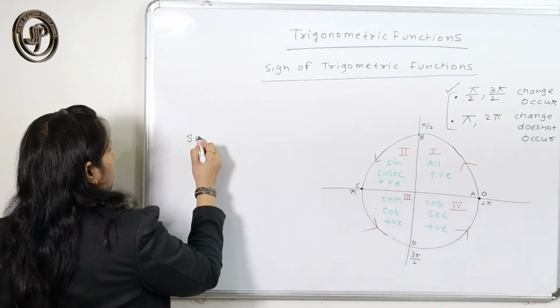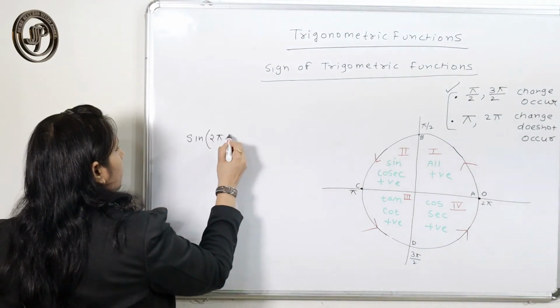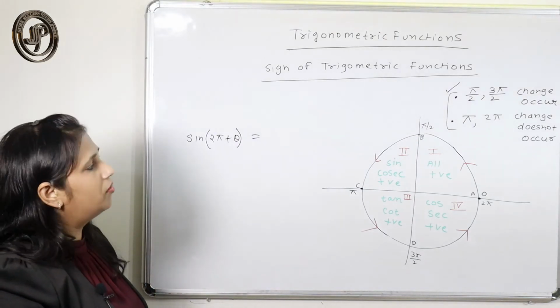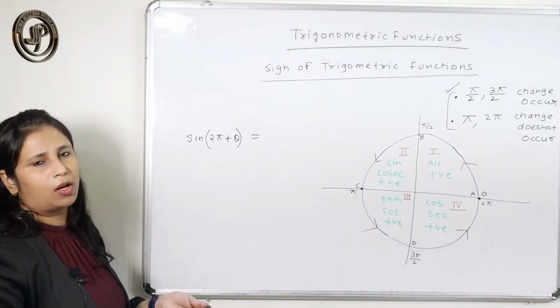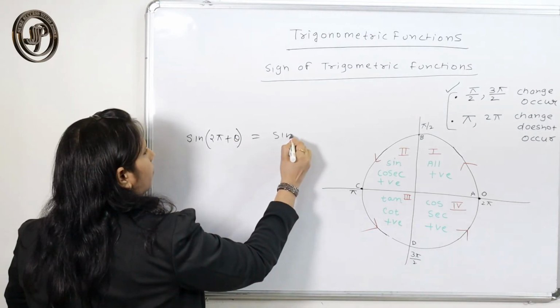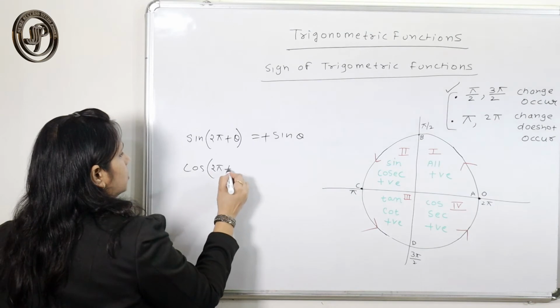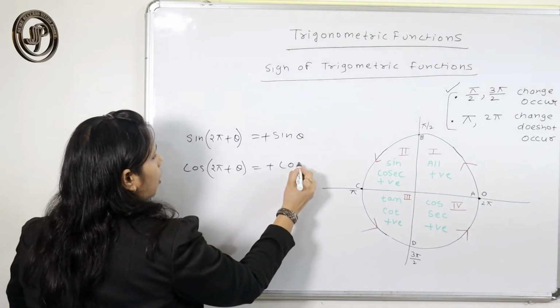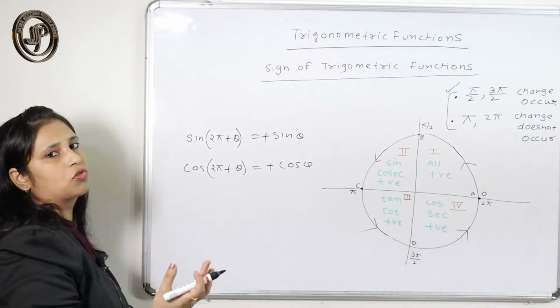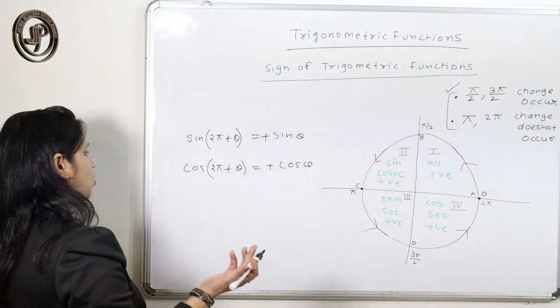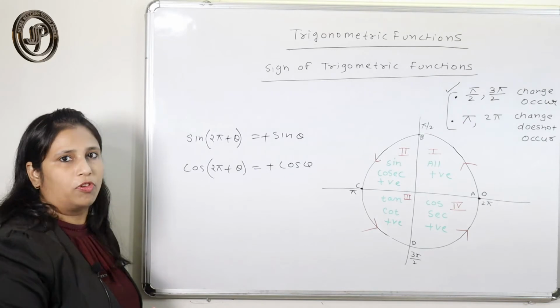Next is sine of 2 pi plus theta. 2 pi plus theta means again it goes in the first quadrant. In the first quadrant all are positive. With 2 pi, sine will remain as sine and all are positive. If you write cos of 2 pi plus theta, then it is plus cos theta, because it always goes in the first quadrant, where cos is positive, and with 2 pi, change will not occur.